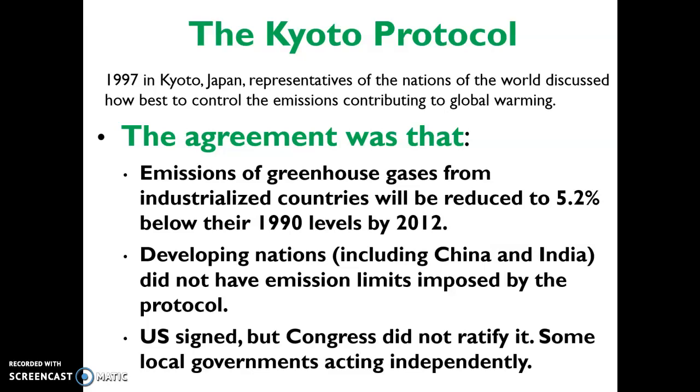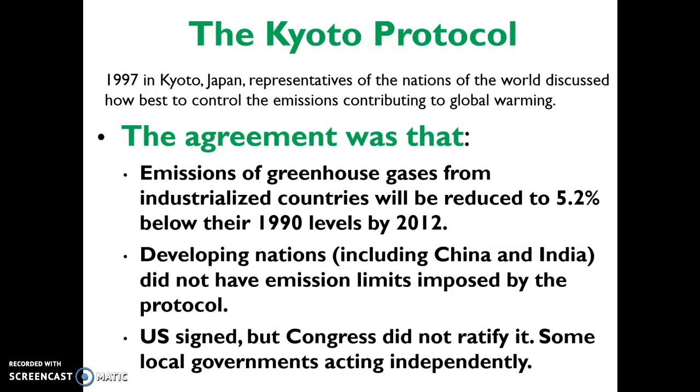But they made an agreement that emissions of greenhouse gases from industrialized countries, that means developed countries, would be reduced to 5% below their 1990 levels by 2012. Now, some of the problems with this agreement was that it excluded requirements for developing nations, including China and India. They did not have to establish emission limits. And the thought there was that they should be given their opportunity to become developed nations. But if you recall from previous slides, they were already producing quite a bit of CO2 into the atmosphere.